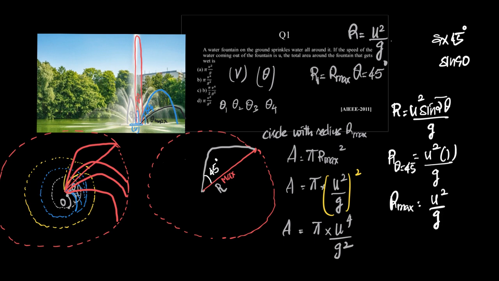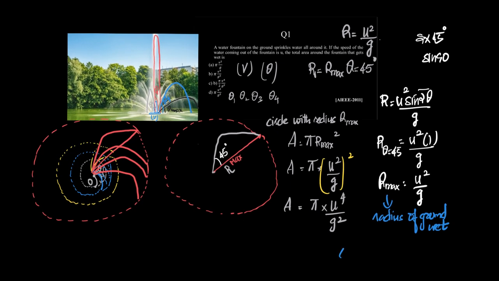And what is r max here? R max here is actually the radius of the region of ground which is getting wet. And if that is the radius, what is area equal to? Area is equal to pi r square, which is pi into u square by g the whole square.